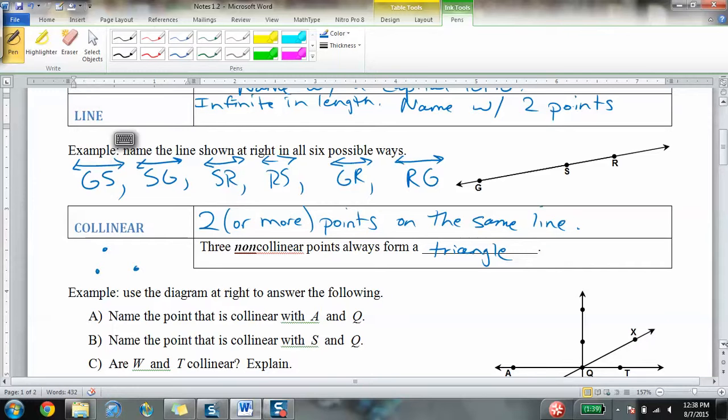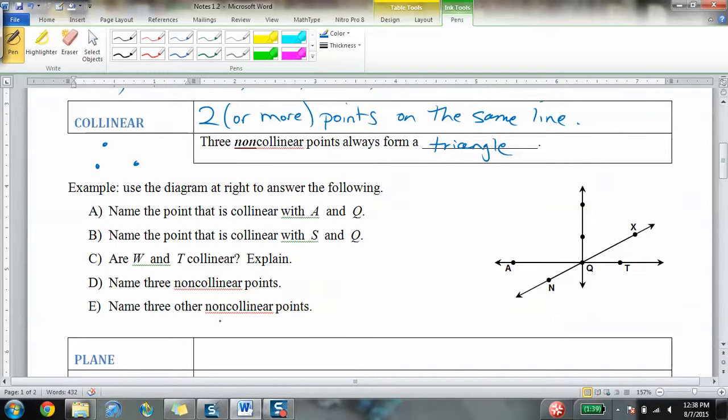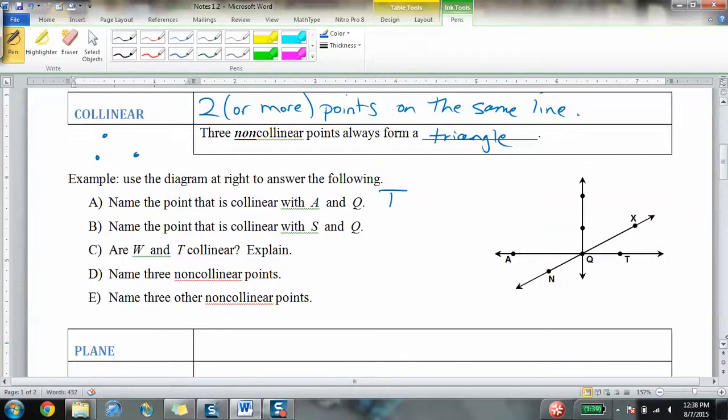So using this diagram at the right, we want to do all of the following. So first, name the point that is collinear with A and Q. Well, if I look at A and Q and then I continue on that line, I see that point T is also on that same line. Name the point that's collinear with S and W. Oops, lost my letters here. These are supposed to be S and W. So the point that is collinear with S and W would be Q.